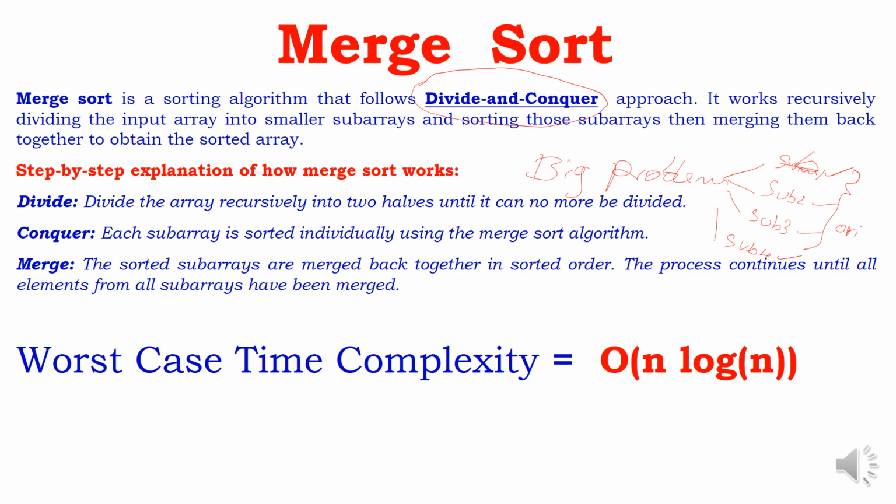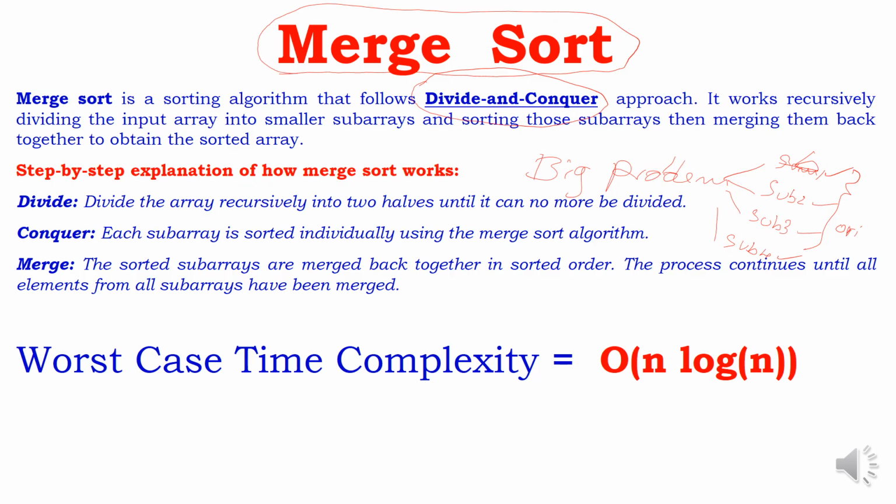The problem is divided into so many subproblems. The subproblems are solved. The solutions of the subproblems are combined together again to form the solution of the original problem. That is nothing but the divide and conquer approach. So here we are using the divide and conquer approach to sort the elements of a particular array, which is said to be merge sort.